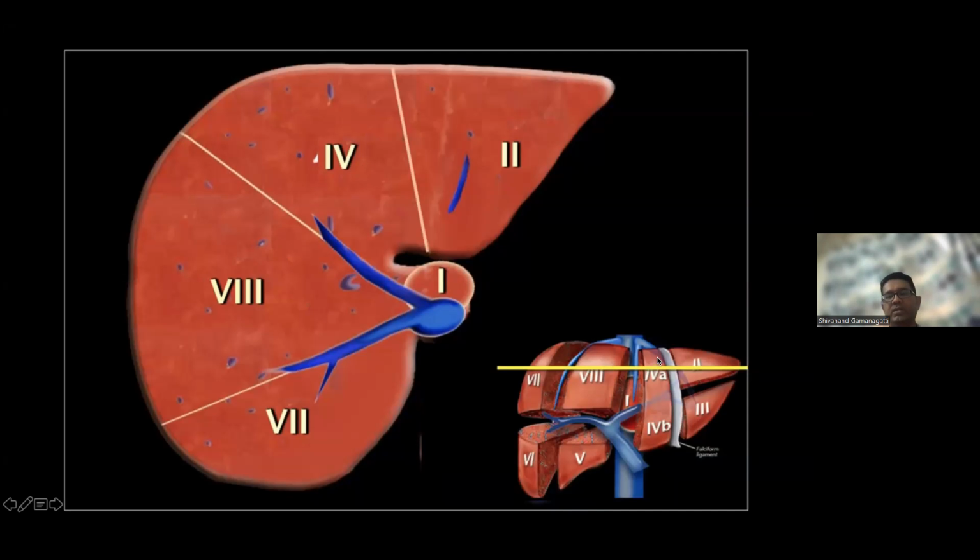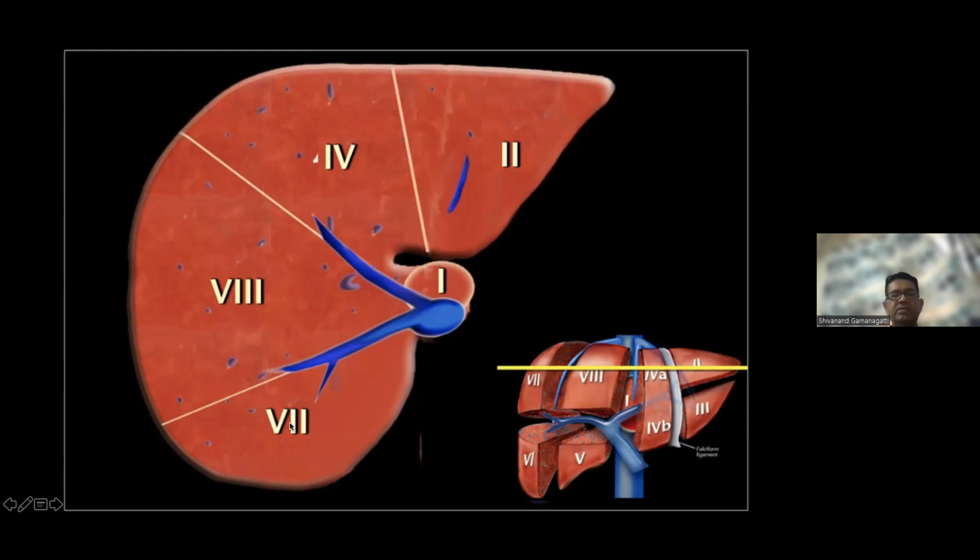This is the superior part above the portal bifurcation. The falciform ligament separates segments 2 and 4, and the middle hepatic vein separates segment 8 and segment 4. On the right side, the right hepatic vein separates segment 7 and segment 8. So superiorly, we have segments 2, 4, 8, and 7.